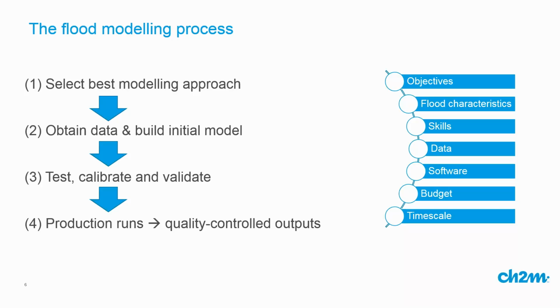Then once we're happy that we've got a model that appropriately represents the area for which we're trying to develop outputs, we then go into the production runs, and the types of production runs really depend on what activity the flood modelling is supporting. It could be to look at how different types of options, different types of interventions, change the water level or the flood extent, or it could be to produce maps for different conditions, such as different flood probabilities or different climate change conditions.